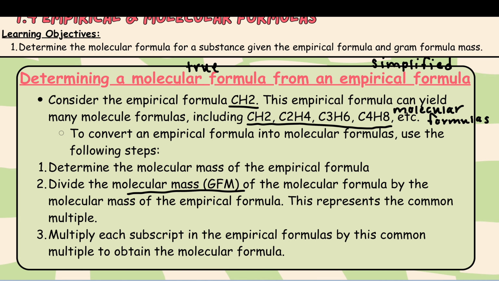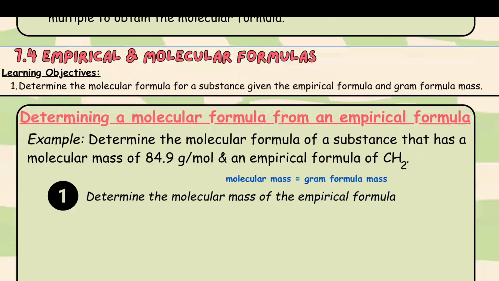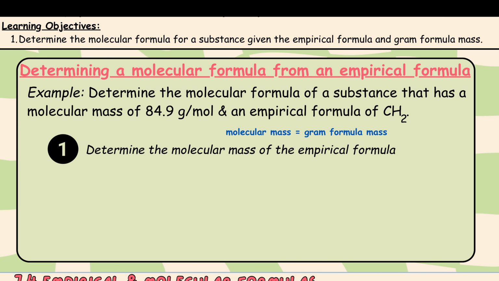Okay, so the first step is to determine the gram formula mass of the empirical formula. Then you want to divide the gram formula mass of the molecular formula by the gram formula mass of the empirical to find this common multiple. And then the last step is to do the reverse: multiply each subscript of that empirical or simplified formula by that common multiple to determine what the true or molecular formula is. Okay, so let's go through step by step.